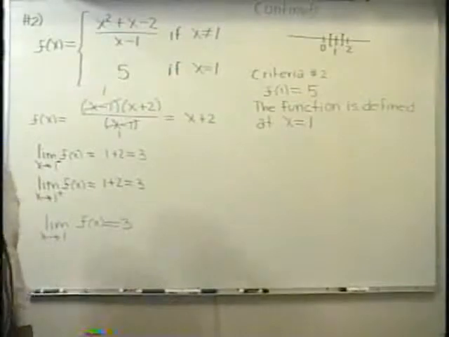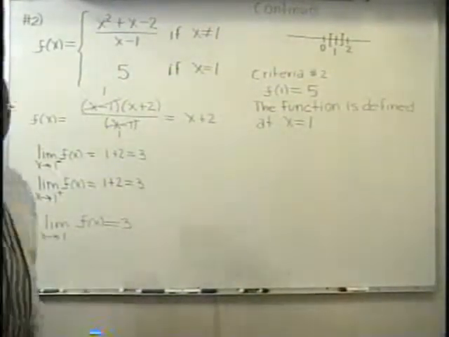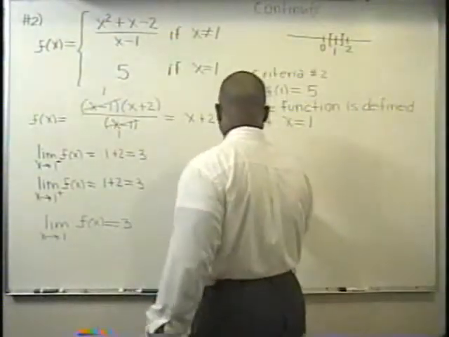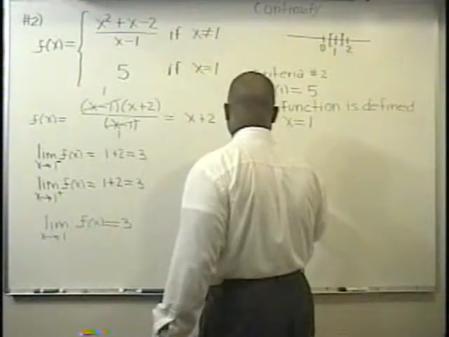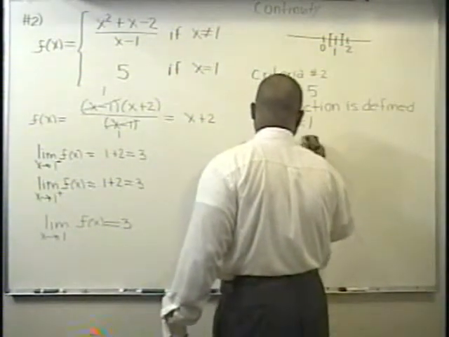So criteria 2 has been met. The function is defined. Criteria 1, it does have a limit. Next step, criteria number 3.